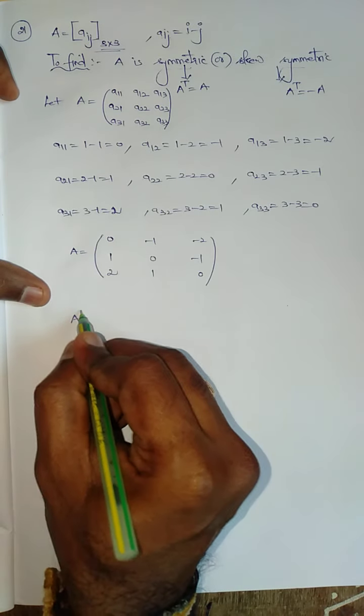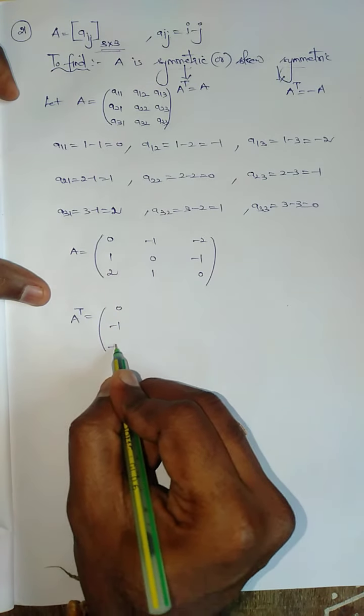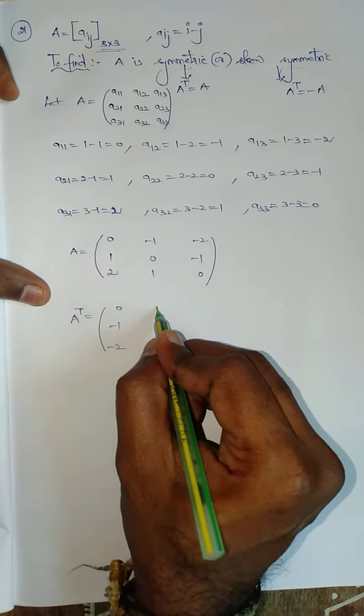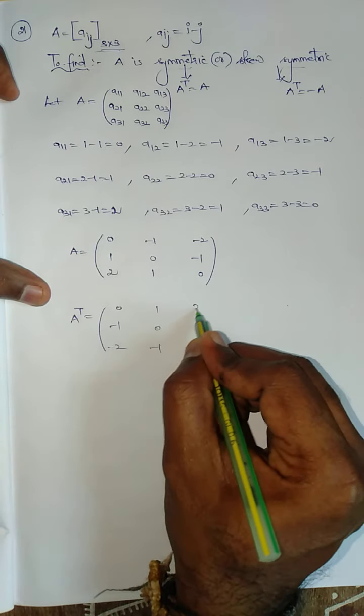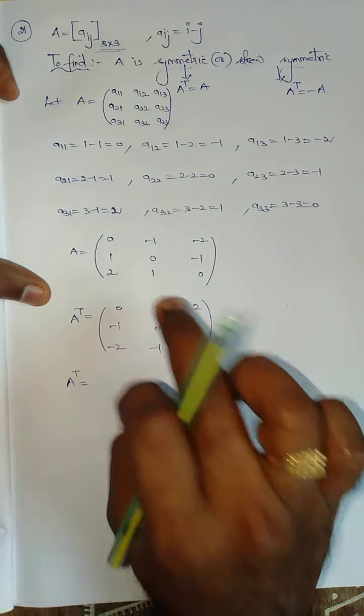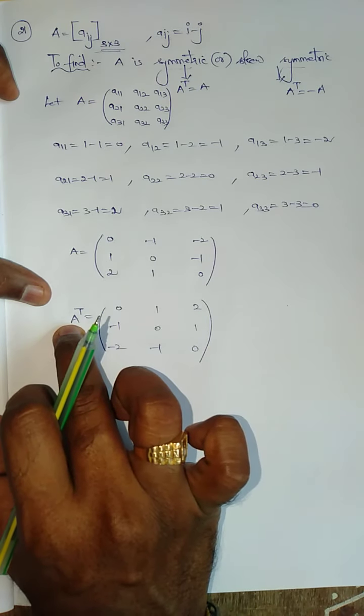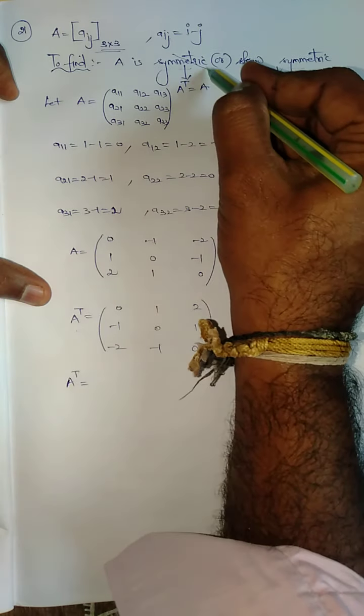Suppose we are going to find A transpose, what is going to be A transpose? 0, minus 1, minus 2; 1, 0, minus 1; 2, 1, 0. Therefore, A transpose. Check whether A and A transpose are equal. No, this is not equal. So it is not going to be symmetric.